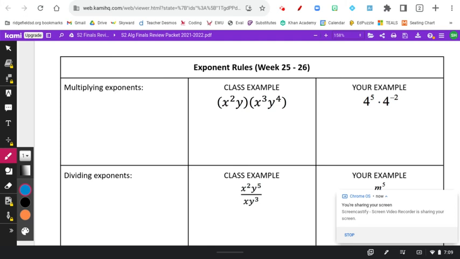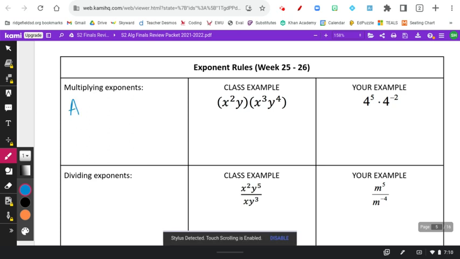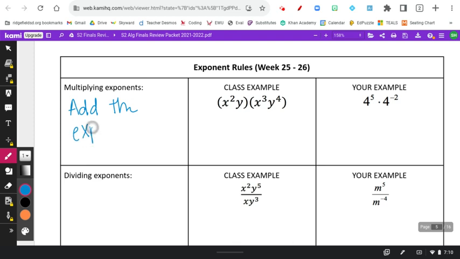Hey guys, we're in the exponent rules portion of our packet, and we're going to start with multiplying exponents. Notice here in this class example, we have two parentheses. When we have two parentheses, this means they're multiplying. And when we have variables that are multiplying that have exponents, what we do is add the exponents. And you're going to do this only with the ones that are like terms.